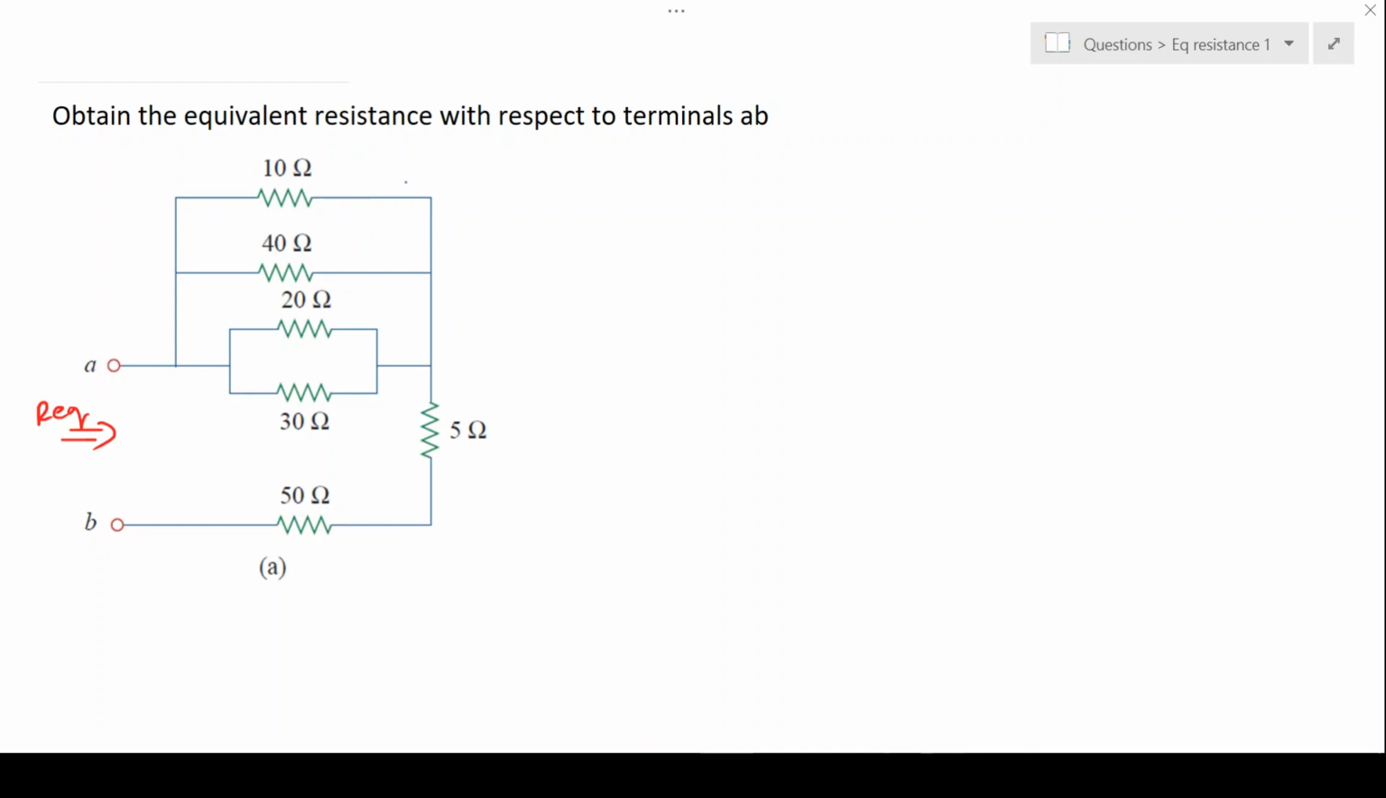Right, so we should be able to see that the 20 ohm and the 30 ohm are in parallel, the 10 ohm and the 40 ohm are in parallel, and the result of these two will be in parallel with each other. Right, so let us get those equivalent resistances. So 10 ohm in parallel with 40 ohm, as well as the 20 ohm in parallel with 30 ohm.